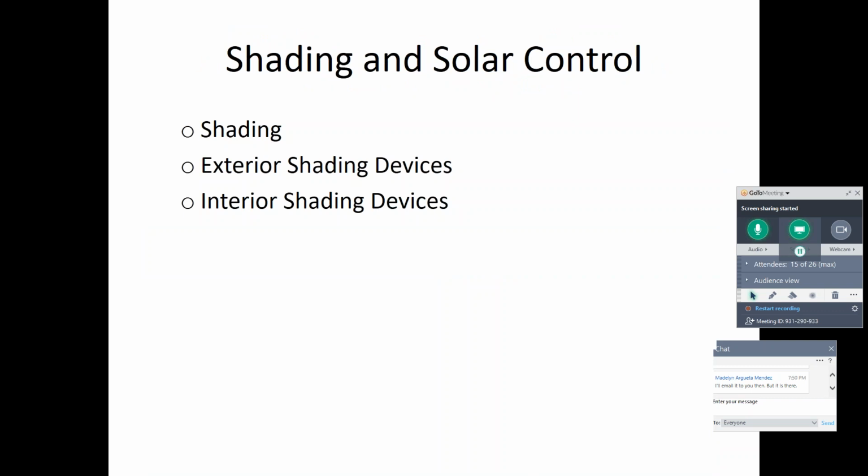So again, passive systems, this is what we're thinking of, shading and solar control. Shading, they're talking about all the interior devices and exterior devices. I've shown some of them with the cantilevers that were on the previous slide, the louvers for the window protection.